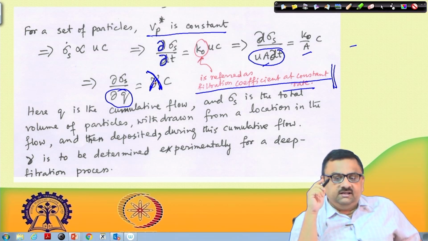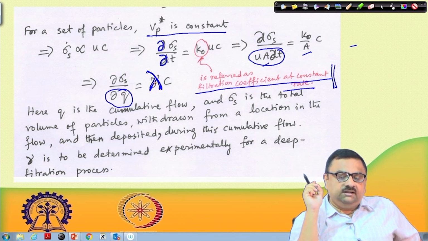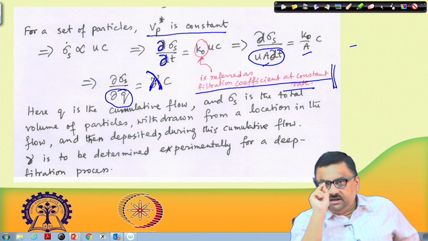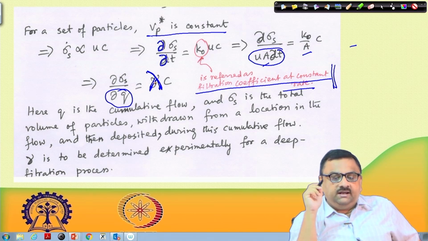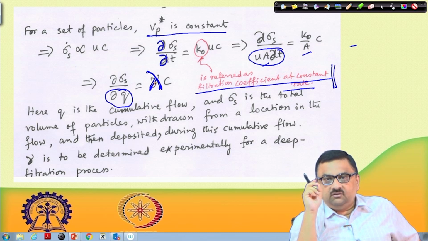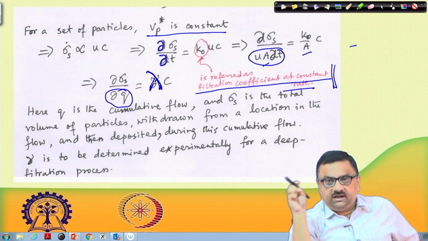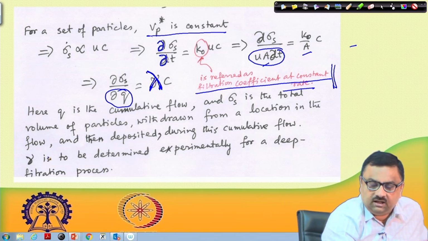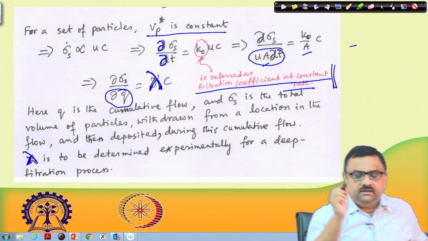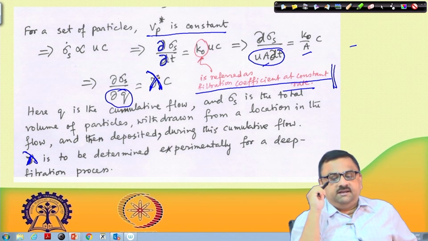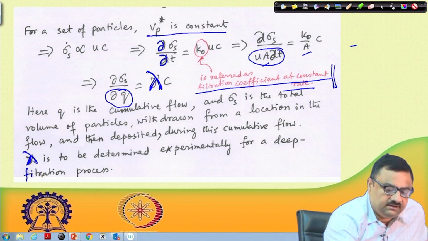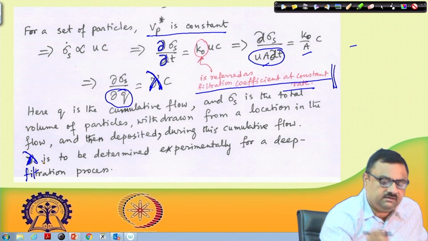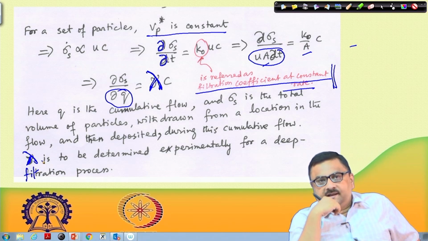cumulative flow over duration del t, and sigma s is the total volume of particles withdrawn from a location in the flow, any particular location, not the total porous medium. So, sigma s is the total volume of particles withdrawn from a location in the flow and then deposited during this cumulative flow. So, during this cumulative flow, a part is withdrawn and deposited on the surface, and this lambda is to be determined experimentally for a deep filtration process.